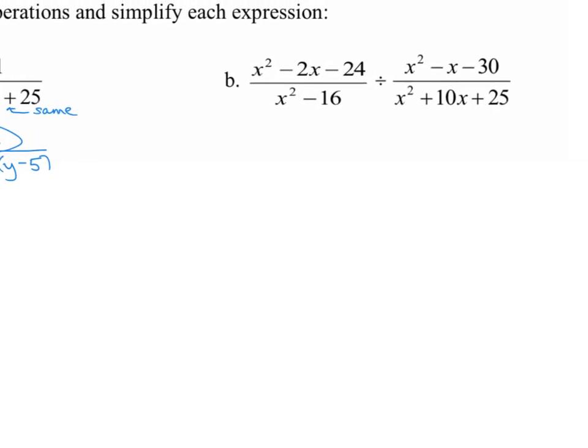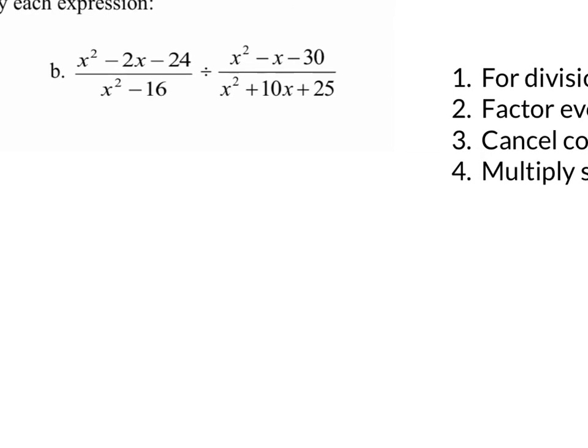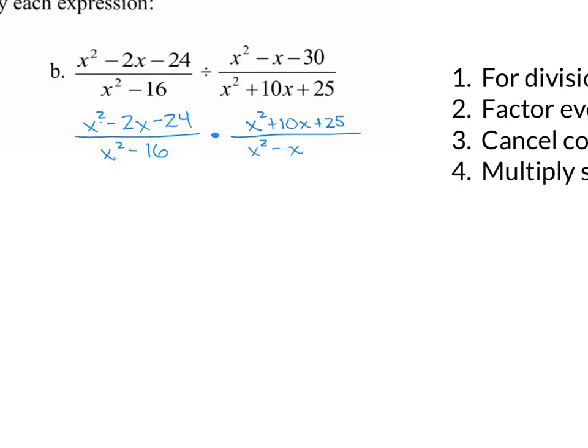Okay, next one, we have a division problem. The first thing that I want to do is my copy dot flip. So we get x squared minus 2x minus 24 over x squared minus 16, dot. We flip the second fraction and we get x squared plus 10x plus 25 over x squared minus x minus 30.